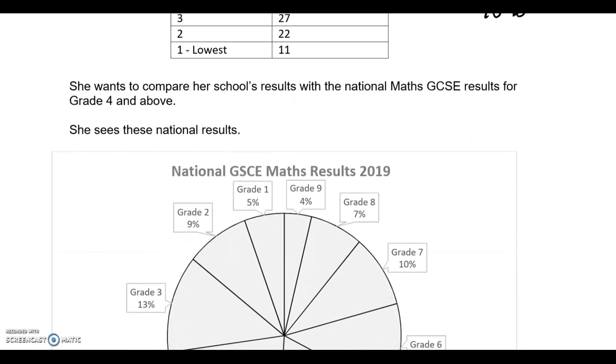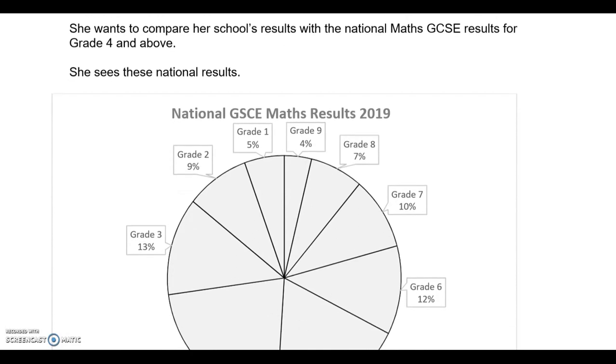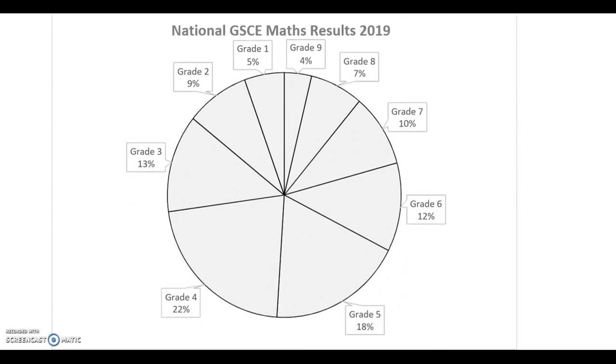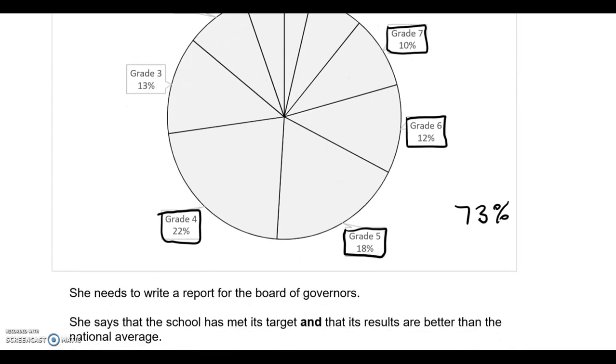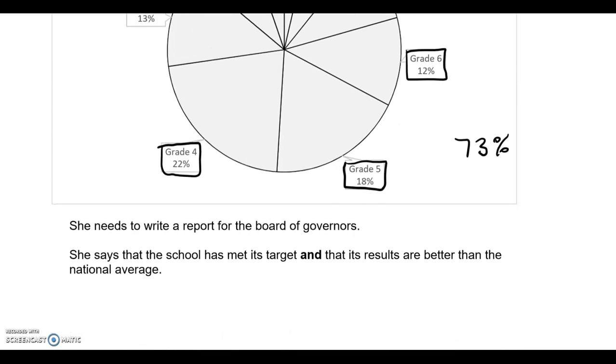within the school. Now looking at the national results, we've got grade 4, 22%, grade 5, 18%, grade 6, 12%, grade 7, 10%, grade 8, 7%, and grade 9, 4%. Adding all of these together is 73%. Now, that is comparing it to the 70% within the school.